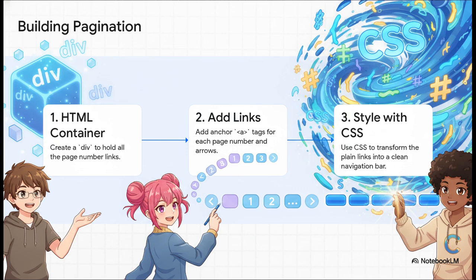And building it is surprisingly straightforward. First, you make a container to hold everything. Second, you add your links, one for each page number, and probably some handy previous and next arrows. And third, you just use CSS to make those plain old links look like a nice, clean set of buttons.